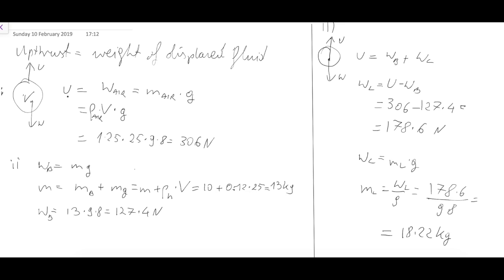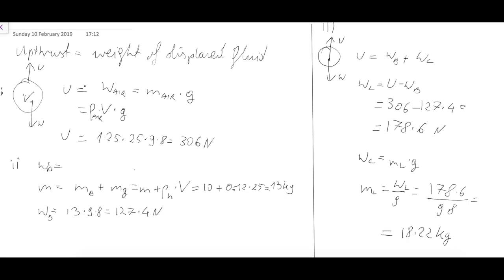So now we know that upthrust will be equal to 1.25 for the density times 25 for the volume times 9.8. So the upthrust force is 306 newtons. Second part of the question is we have to calculate the total weight of the inflated balloon. So weight of the balloon is mass of the balloon times acceleration due to gravity.